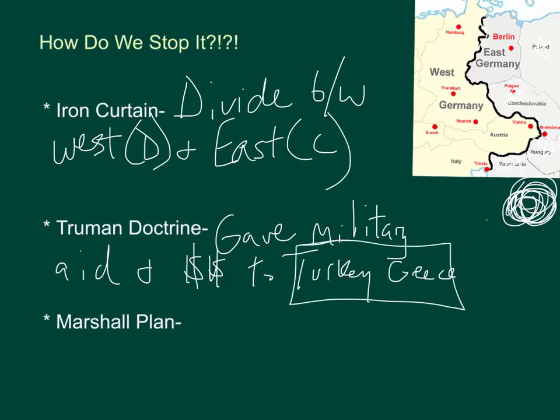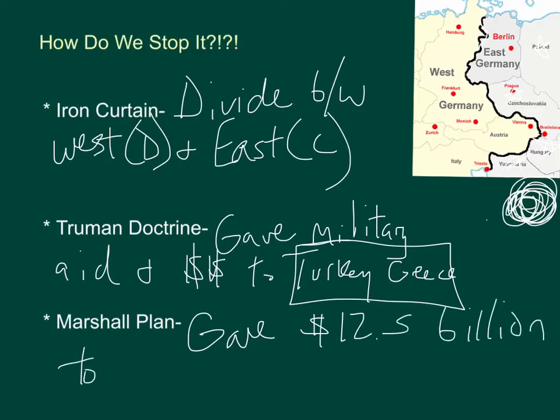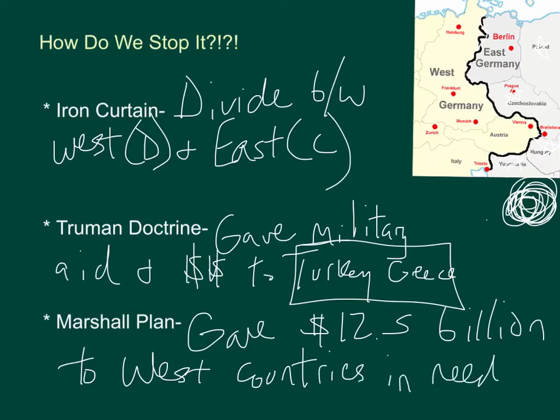Now, after we help out Turkey and Greece with the Truman Doctrine, we decide that we are going to enact another policy, and that policy is known as the Marshall Plan. And what the Marshall Plan did was it gave away, I don't want to say gave away, so we'll say it gave $12.5 billion to Western countries in need. So if you need money, we will give you money. Britain and France both received more than $2 billion through the Marshall Plan. Italy and West Germany received more than $1 billion.